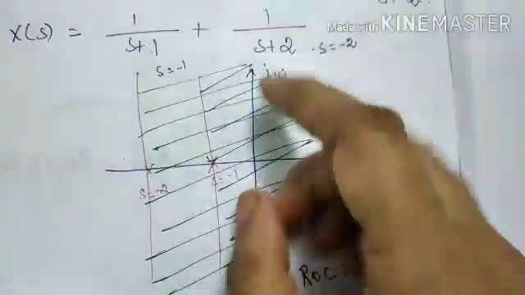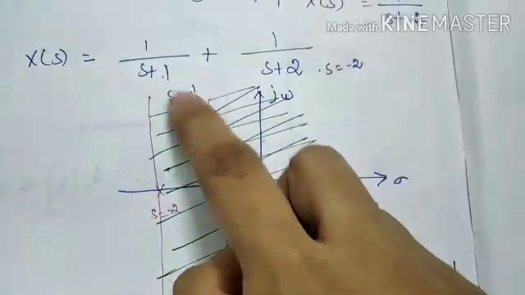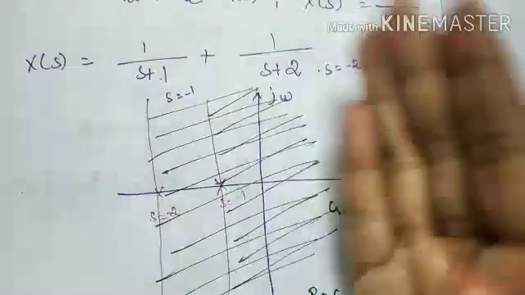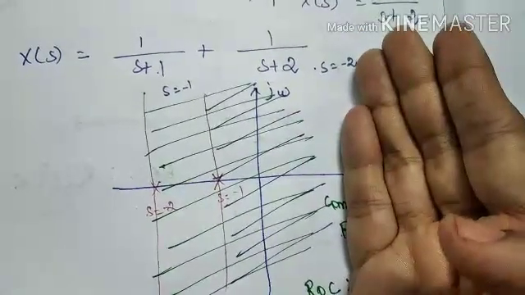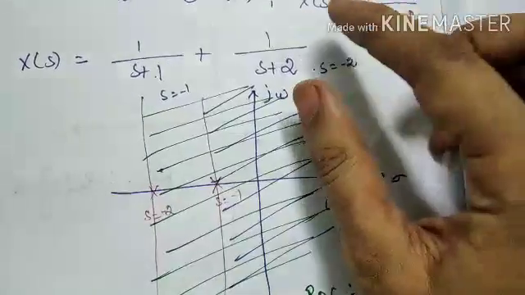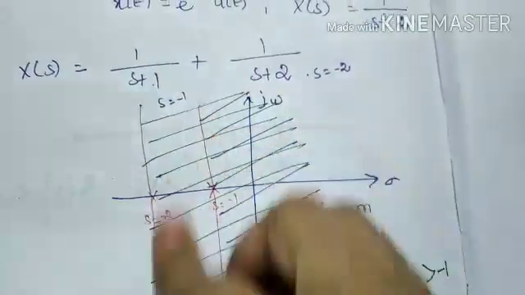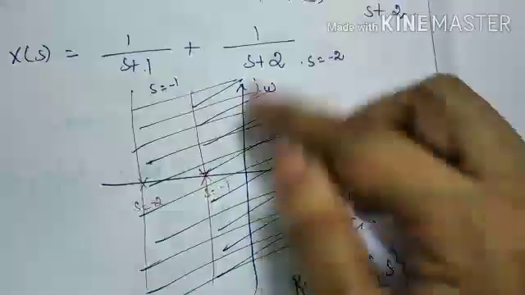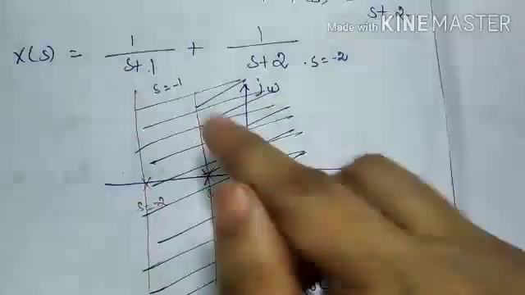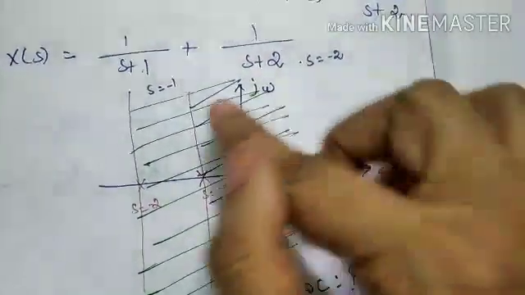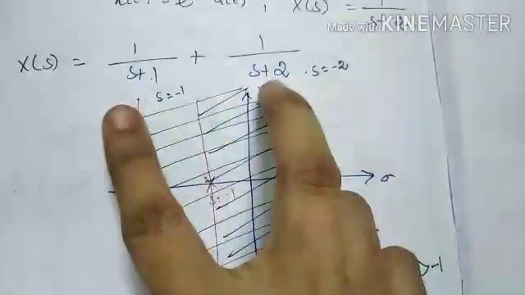See here, for 1 by s plus 1, the region of convergence is in this area, right side of s is equal to minus 1. See, for s is equal to minus 2, the region of convergence will be right side of this pole. So, see here, these are the common area. That is greater than minus 1 is the common area, covering these two signals.